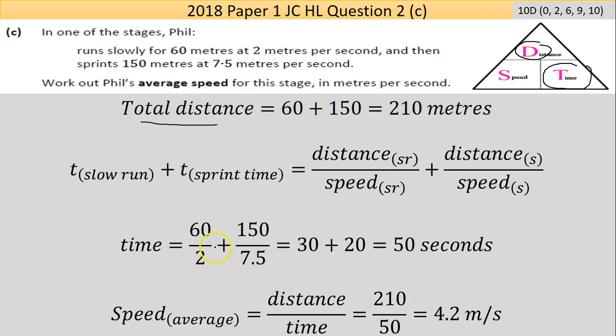Now divide those in and add them together, and you end up with the time for the slow run plus the time for the sprint. 30 plus 20 gives you a combined 50 seconds. So after all this calculating, we now know that Phil ran 210 meters in 50 seconds. Now, what's that speed? Well, we can use speed equals distance over time. The distance was 210, the time was 50 seconds, and that divides to give 4.2, and again, the units are meters per second.